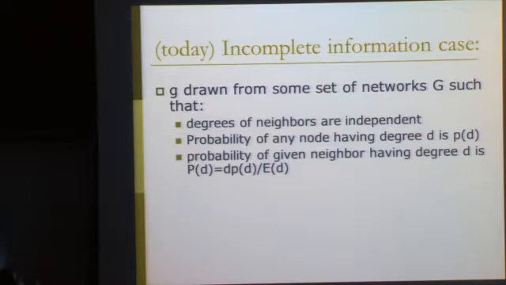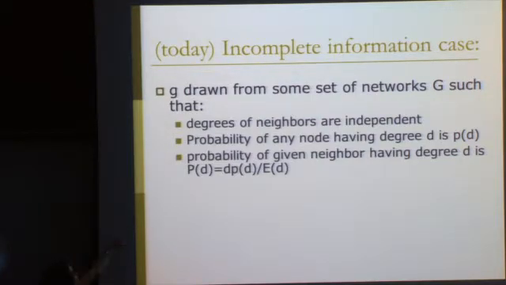Okay, so let's think about the incomplete information case in the next 5 minutes. I'll just start sketching what happens in this model, and we'll continue tomorrow. G is drawn from some set of networks such that several things happen. First of all, the degrees of neighbors are independent, like I said. This is this harsh assumption. And the probability of any node having degree D is P of D. This is just like we did in the beginning of today's talk.